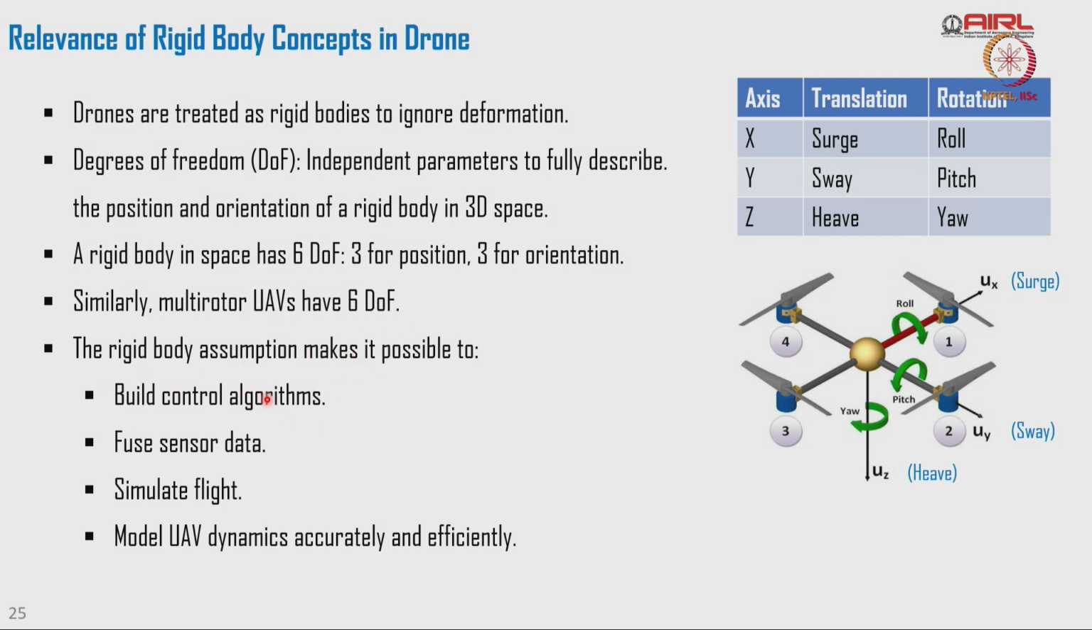We need to find out what control law we can develop such that the rigid body follows the trajectory of our interest, right. We also need to fuse the sensor data, the measurement data, to get the state estimation. We will be studying that in the next lecture. We also look at simulation of the flight.